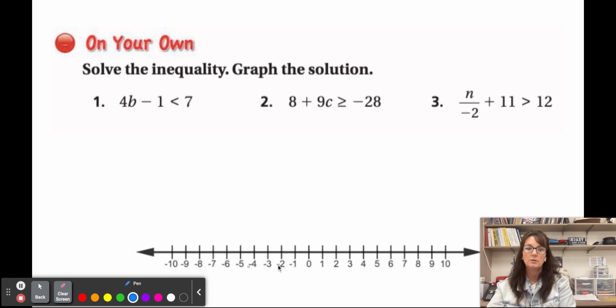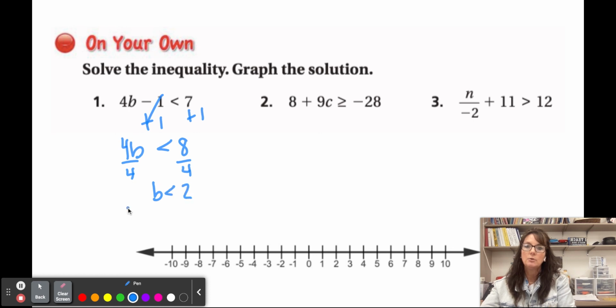You could use the number line down here, but I'll probably just draw my own number line. So we're going to start by undoing the subtraction. So adding 1 to both sides. 4b, right, is less than 8. Dividing by a positive 4 does not change the symbol. So b is less than 2.